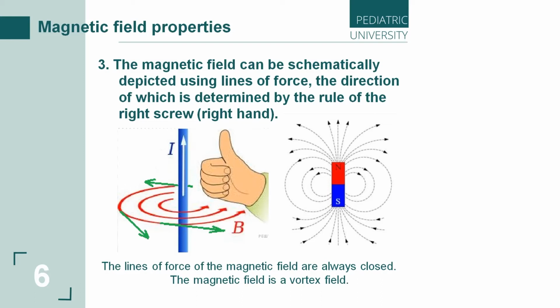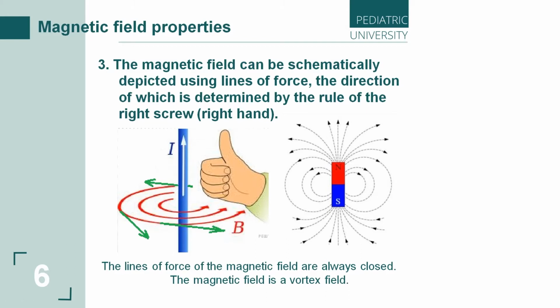Everything is simple too. Like an electric field, a magnetic field can be schematically depicted using lines. We can say force lines, the direction of which is determined by the rule of the right hand or the rule of the right screw. So, we said that the force lines of the magnetic field are always closed. Don't forget this, please.